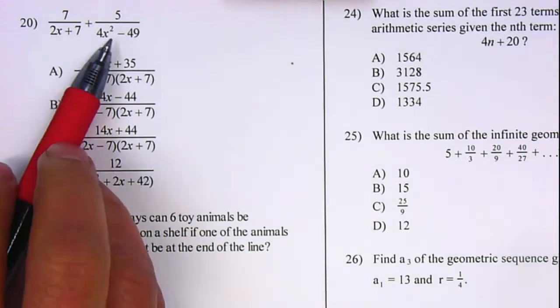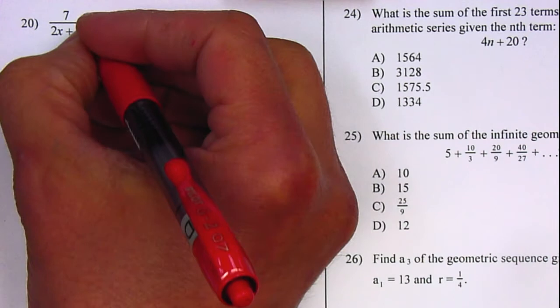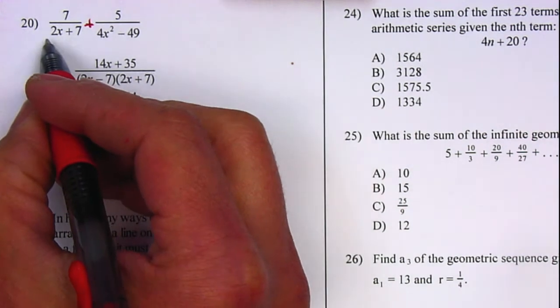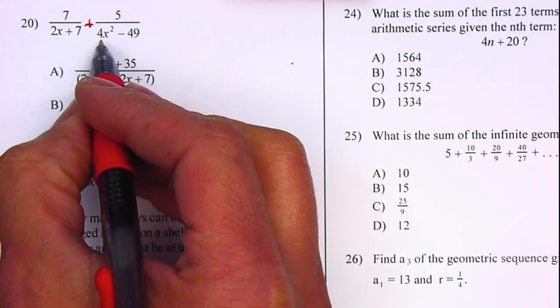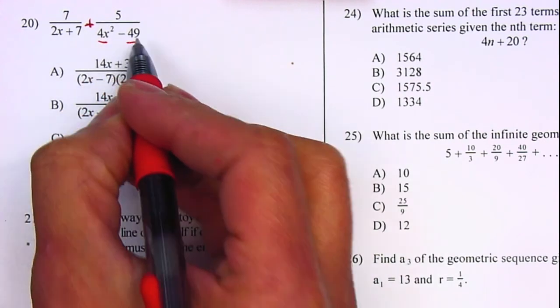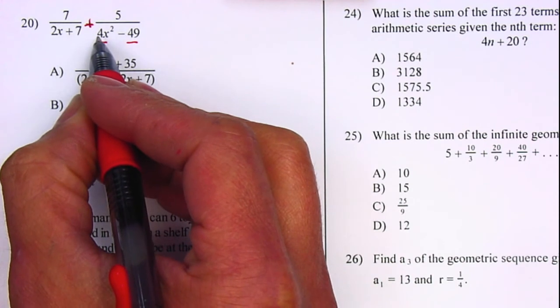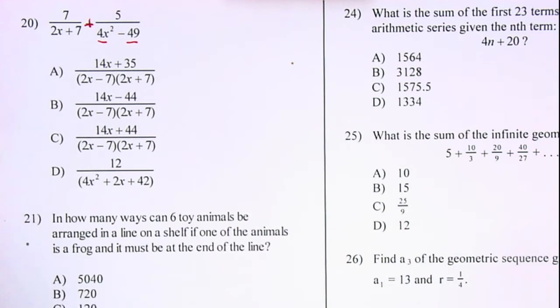I have two rational expressions and we have an addition in between. Now in order to be able to add two fractions, I need to have the same denominator. I need to be able to factor the denominator. There's nothing to factor here. On the fraction on the right hand side, this is called the difference of two squares. 4 is a square, 49 is a square. So I can factor it.